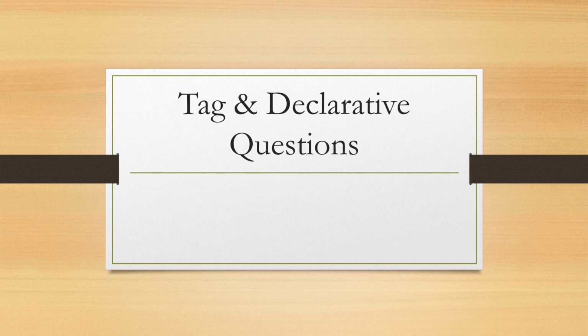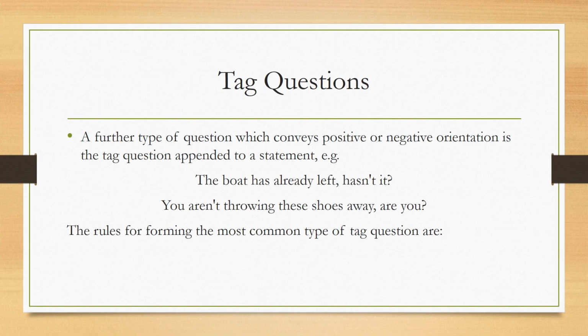These two types are called tag questions and declarative questions. And you are going to see that they are similar to the yes-no questions, to the type of yes-no questions that we have talked about previously. So we are going to start with a tag question.